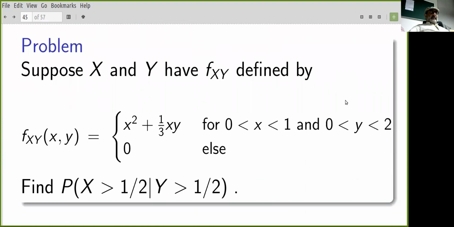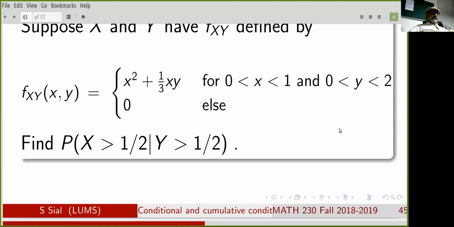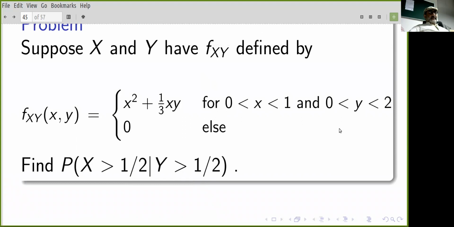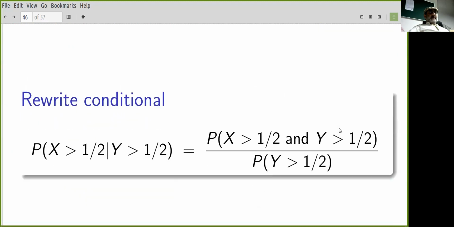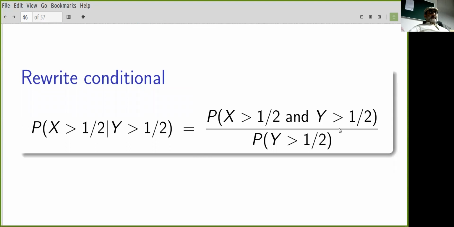Another problem. Supposing that x and y have a joint PDF f sub xy, and it takes the form x squared plus 1/3 xy on the rectangle in which x runs from 0 to 1 and y runs from 0 to 2. Otherwise, it takes value 0. So the question is, find the probability that x is bigger than 1/2, given that y is greater than 1/2. Okay, so let's write this out a little bit.